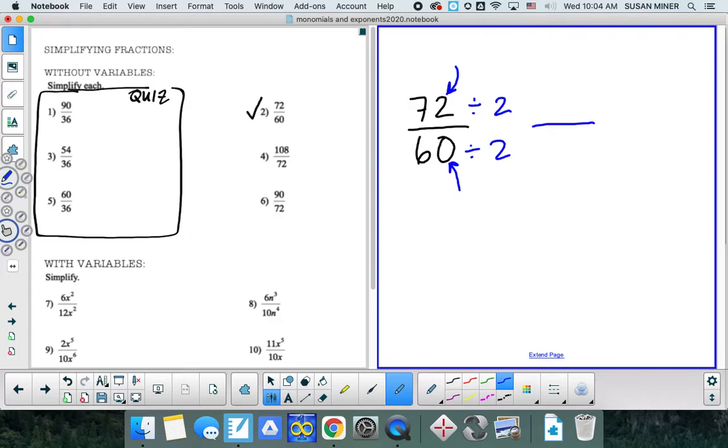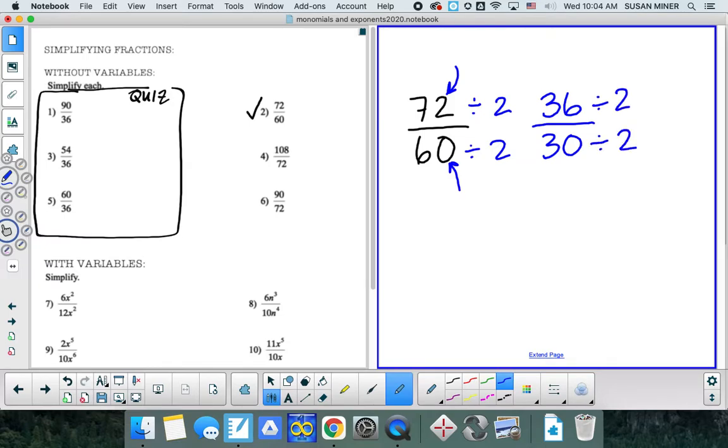This goes in 3 times 36 times, and then 2 goes into 60 30 times, right? So there we go. Now I'm going down the right road. Okay, so now I have this fraction 36/30. I could reduce by 2 again, right?